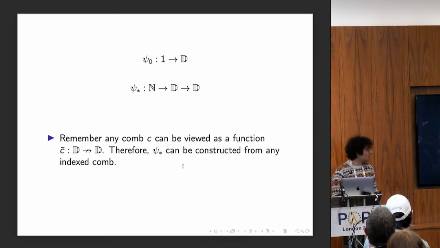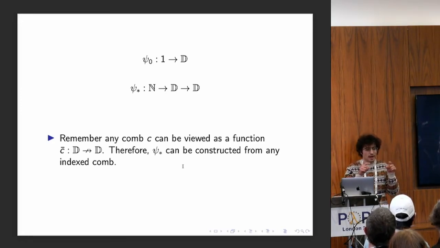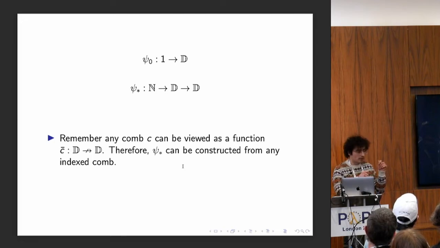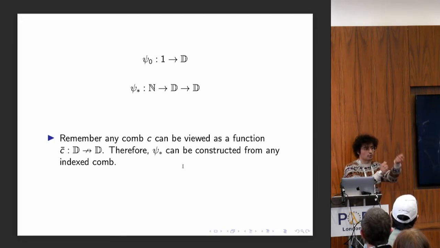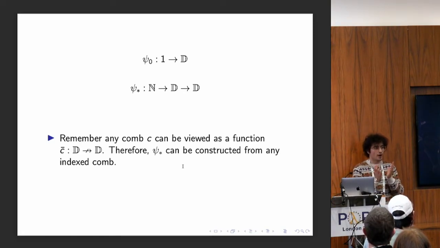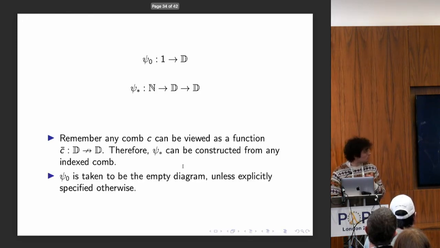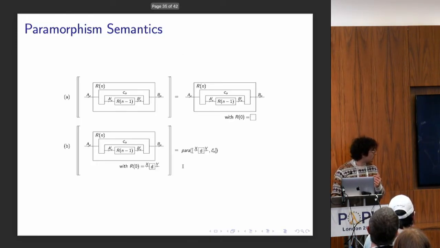And if you look at the signature there, it's basically an indexed comb, right? Remember those combs I showed you are functions between diagrams. And an indexed one is just the functions from the naturals to that kind of thing. So given a comb, I can basically make this phi to make my paramorphism. Okay? So that's what we do exactly, is kind of the semantics of this thing is you have your diagram over here. This is my comb.